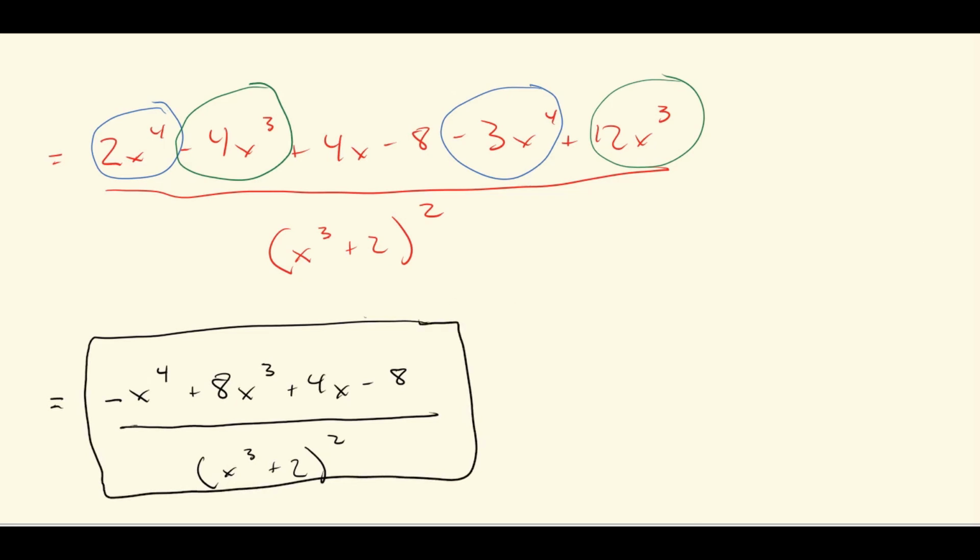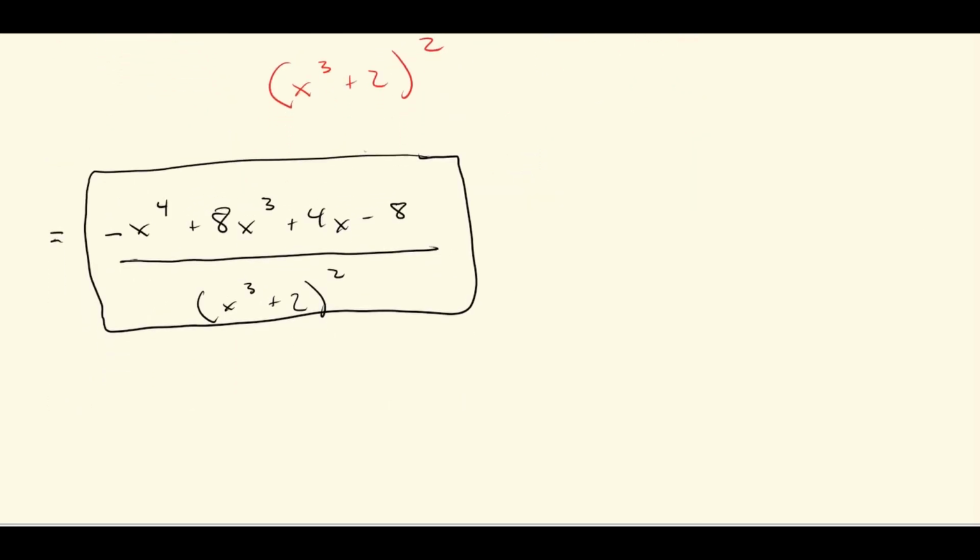Alright, let's do one more that involves trig functions. So let's say that y is equal to sine x divided by 1 plus cosine x. So once again, we see we have a function over a function. We'll go ahead and use the quotient rule.